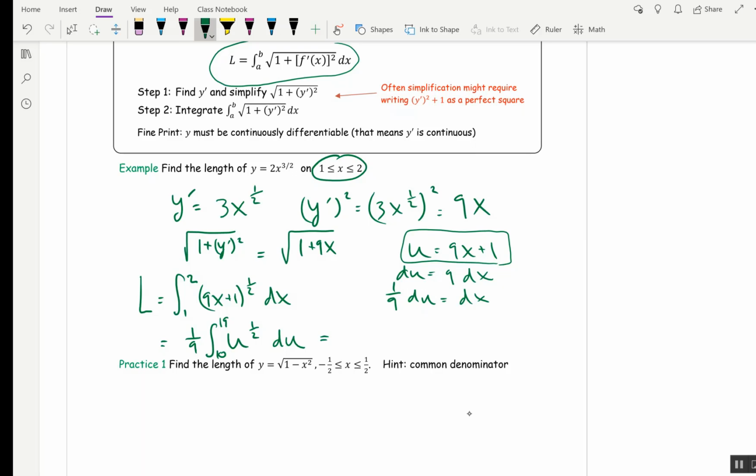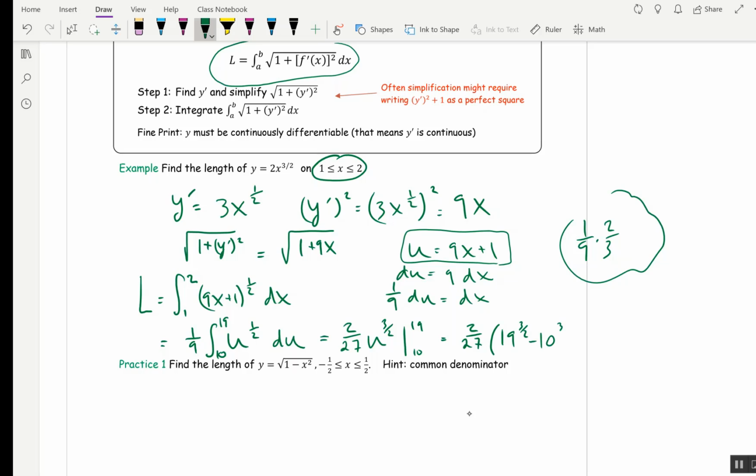And I integrate to get 2/3. So I'll have 1/9. I'll do scrap paper over here. 1/9 times 2/3 is 2/27, u to the 3 halves between 10 and 19, which, really, we're not going to be able to simplify at all. It's 2/27, and then 19 to the 3 halves minus 10 to the 3 halves. And that's as good as we're going to get it.